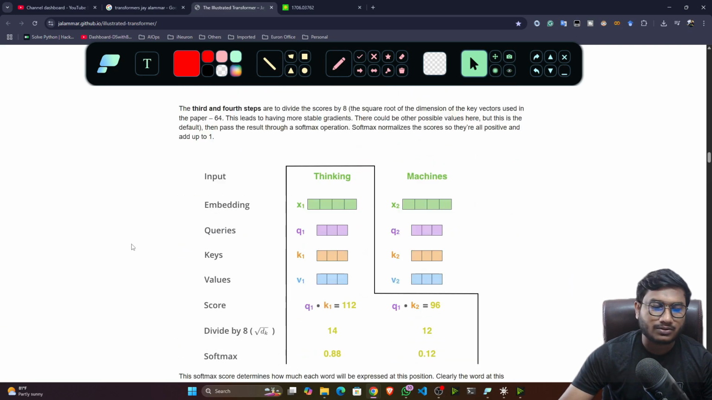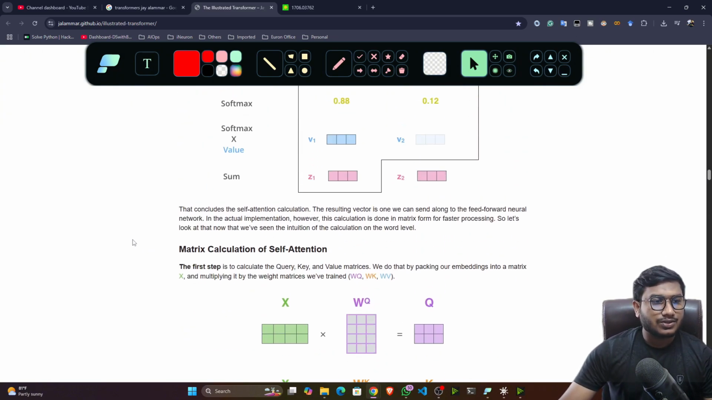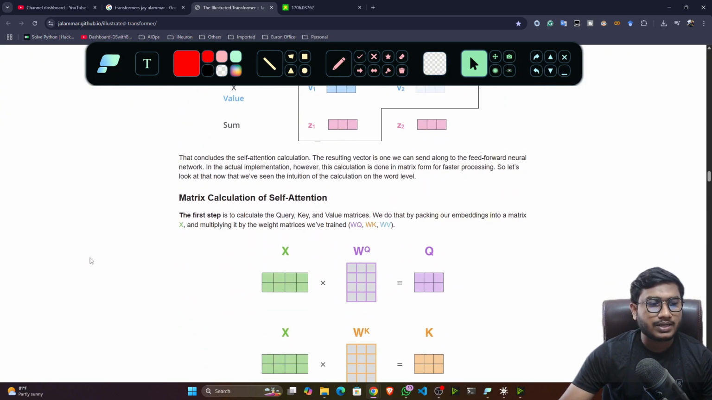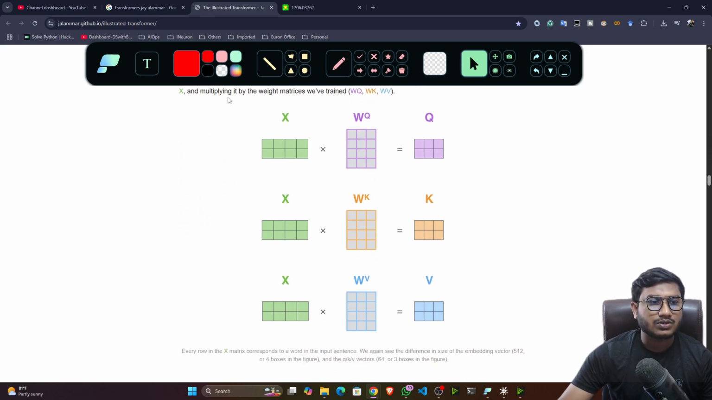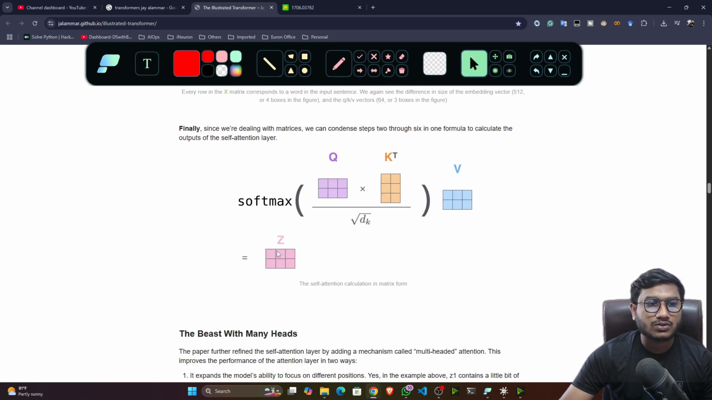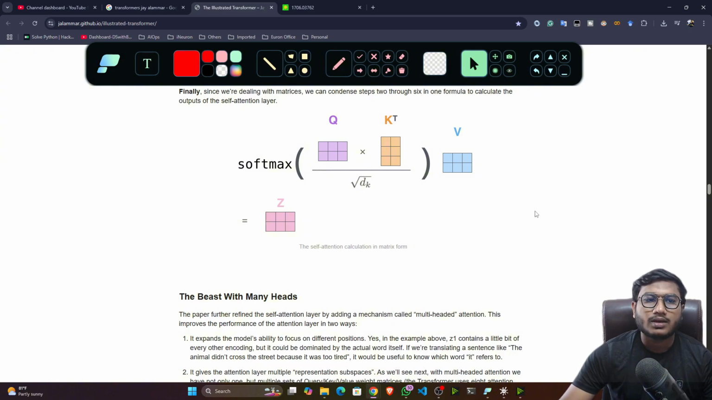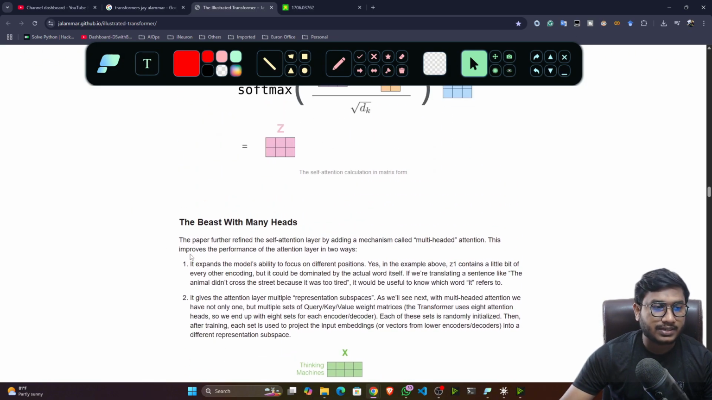Okay, what is z1, z2, and so on. So yes, the same calculation I showed you, he has also shown with respect to the graph and the matrix. First of all, you have the input, then you are generating the keys and queries and values by multiplying with Wq, Wk, and Wv. Then you are applying the softmax activation function. Then you are getting the z1, z number.